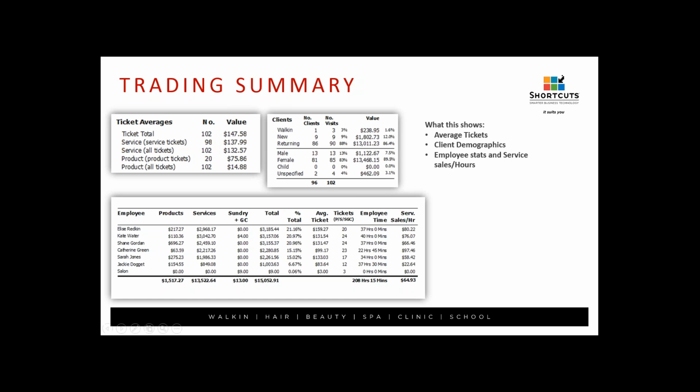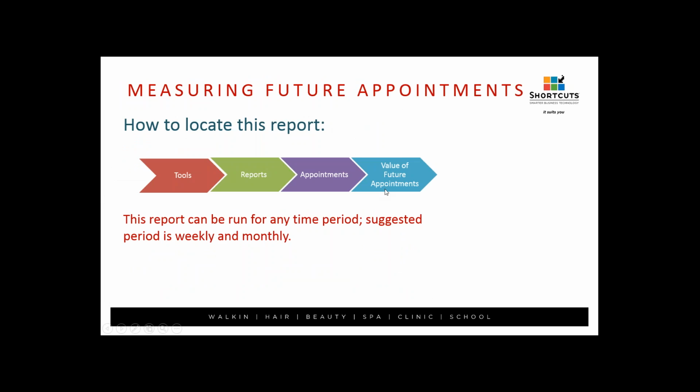Excellent. So now that we've had a look historically at our summary of sales, let's have a look at what we've got happening in the future. This report is going to be looking at forecasting what you've got upcoming for the business. So we're going to be measuring our future appointments. To get to this report, you'll be going to the Tools menu, Reports, the Appointments category, and Value of Future Appointments. Has anyone in the group actually used this report before?